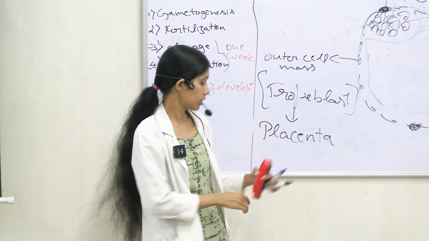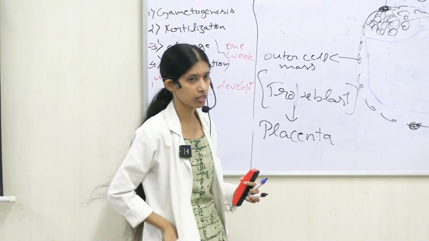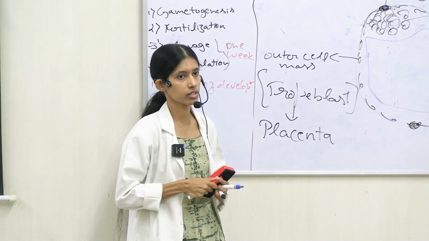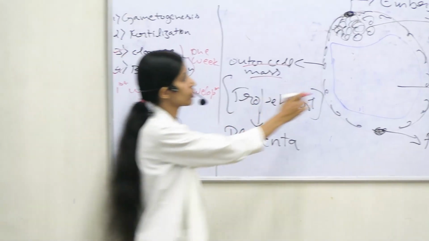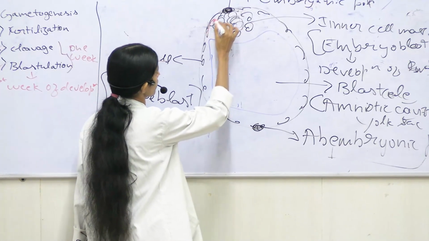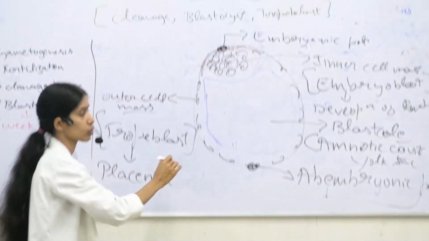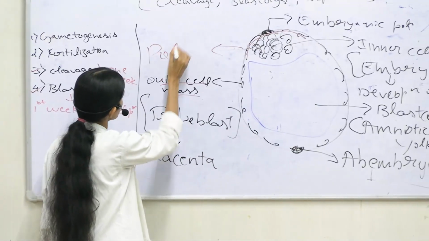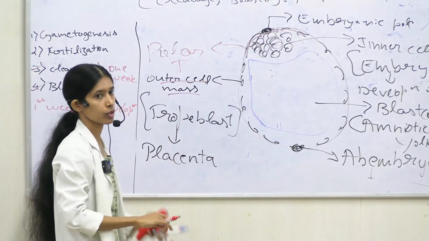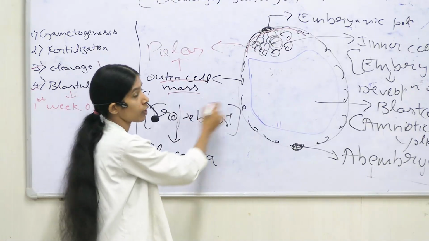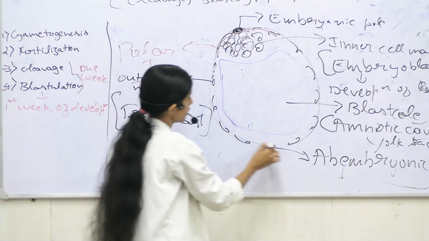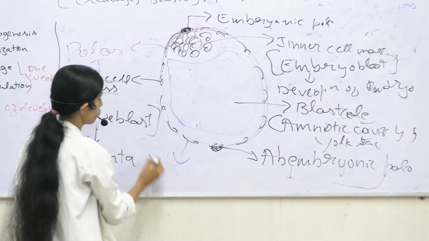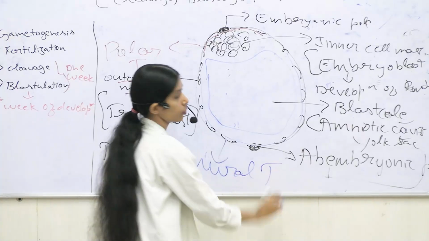Okay. Now, the cells which are in contact with your inner cell mass, the layer of outer cells which are in contact with the inner cell, this layer. Okay, this is called as polar trophoblast. Okay, the layer of outer cells which are not in contact with the inner cell, that means this layer, this is called as mural trophoblast. The same structure.